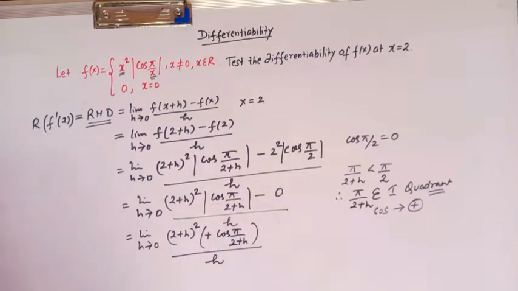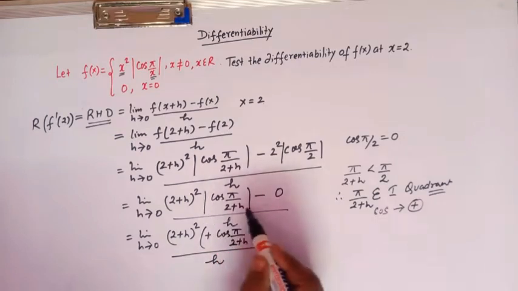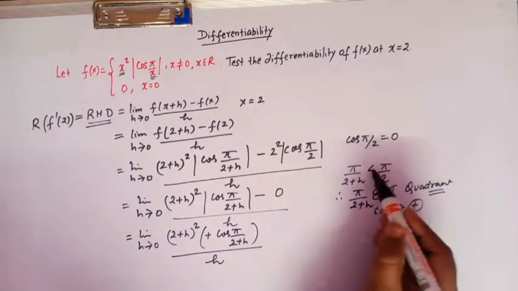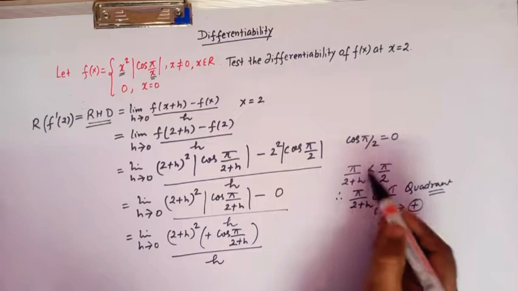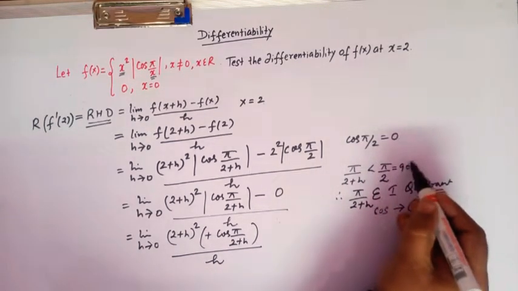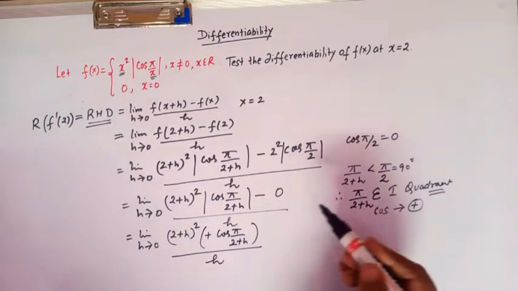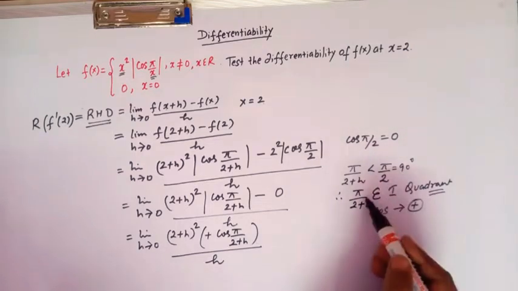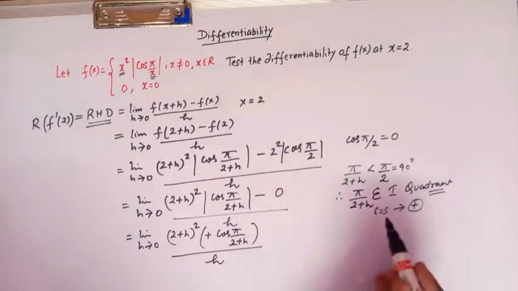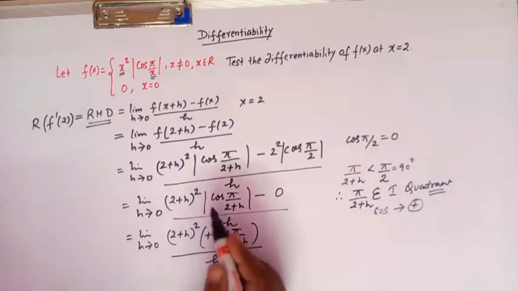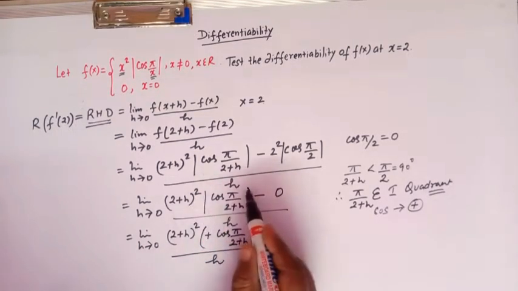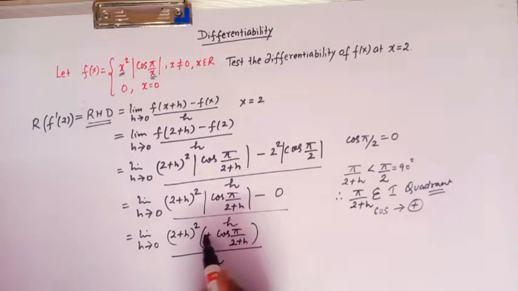Here we have 2 plus h square, and we have here plus of cos pi over 2 plus h, and divided by h, right? So here this point is very important, because this fraction pi over 2 plus h is less than pi by 2, that is 90 degrees, right? So this angle is less than 90 degrees, and any angle which is less than 90 degree, it belongs to the first quadrant, and in the first quadrant the cosine function is positive. So that's why when we remove this absolute value sign, here we'll have a positive sign, right?